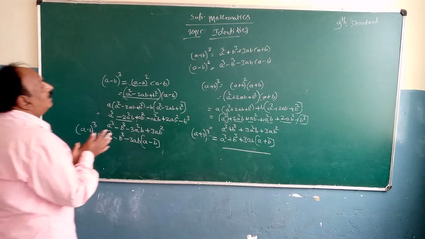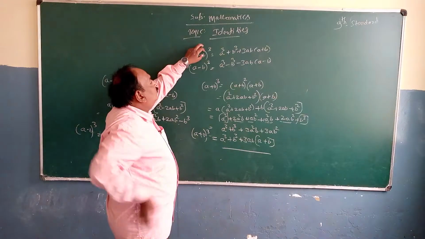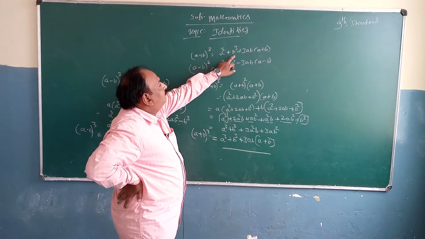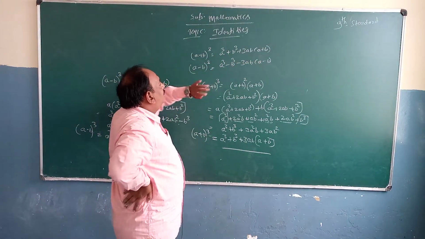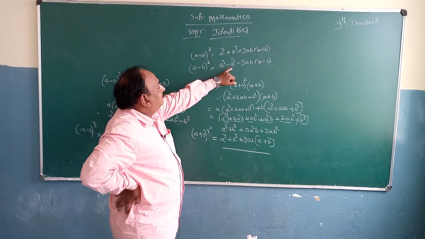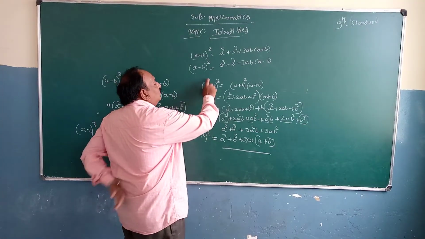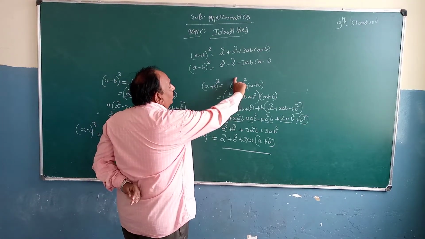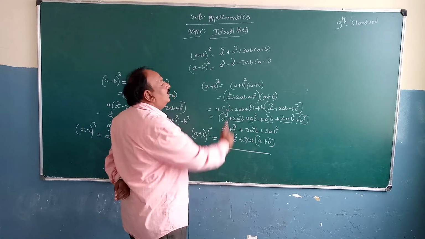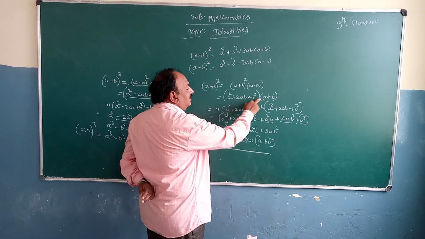I want to explain it once again. We have to derive the formula: (a + b) whole cube is equal to a cube plus b cube plus 3ab into (a + b). (a - b) whole cube is equal to a cube minus b cube minus 3ab into (a - b). (a + b) whole cube can be written as (a + b) whole square into (a + b). What is (a + b) whole square? a square plus 2ab plus b square, into a.